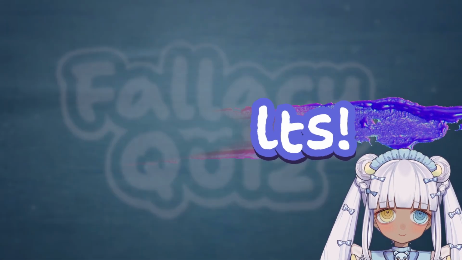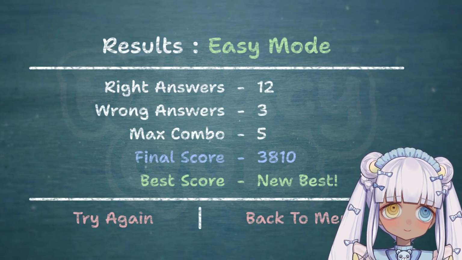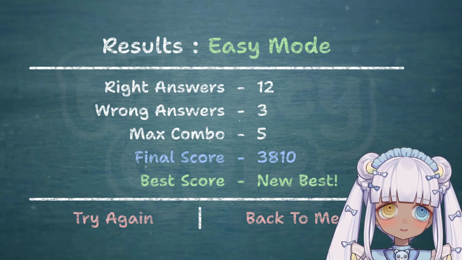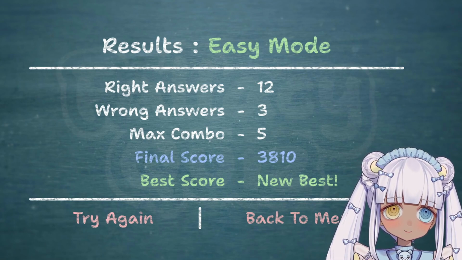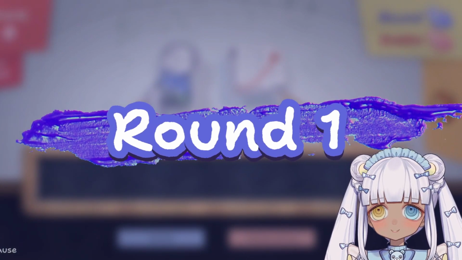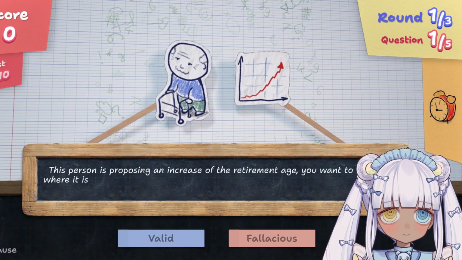Results, oh no. Easy mode, right answer is 12, wrong answer is 3, max combo 5, final score 3,810. Yay! I don't know, let's try to get all of them right.